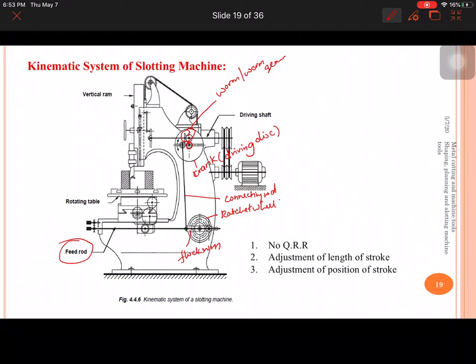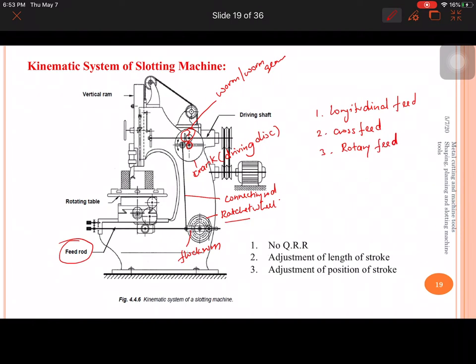But during the return stroke, that is the other half of rotation of the crank, the motion is transferred through this ratchet and pawl mechanism to this feed rod, so that the table can be provided with any kind of feed motion. So what are the feed motions we can provide here? Sorry, not vertical. We can provide longitudinal feed, cross feed, and lastly we have rotary feed.